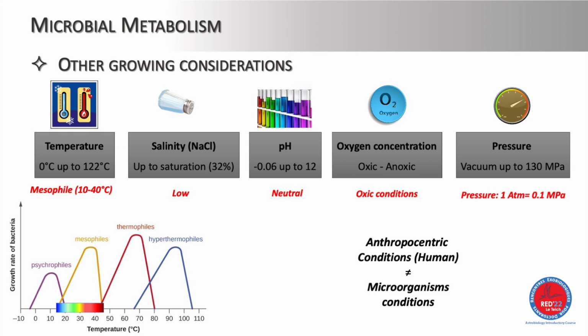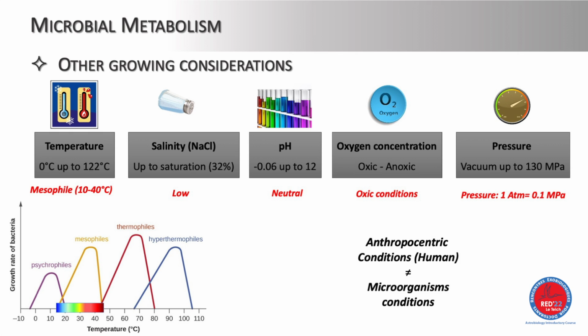But microbes do not need only carbon sources and energy to grow. There are other growing considerations to take into account, such as the temperature, the salinity, the pH, the oxygen concentration, and the pressure. And if you think about what we usually see around us, we can think that microbes only grow at medium temperature, low salinity, neutral pH, oxic conditions, and at low, atmospheric pressure.